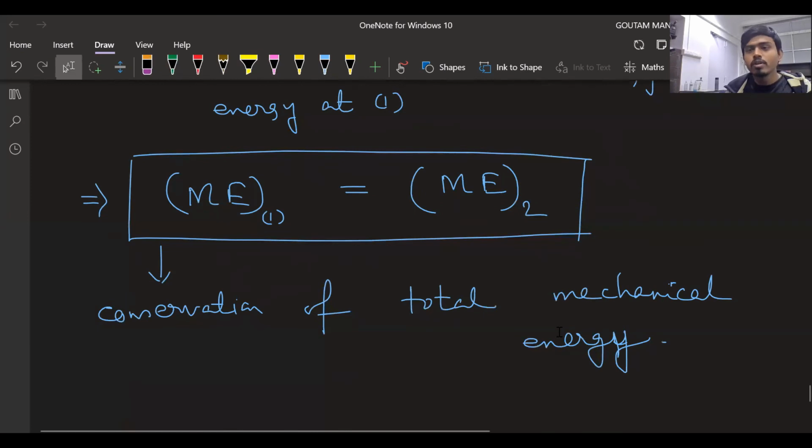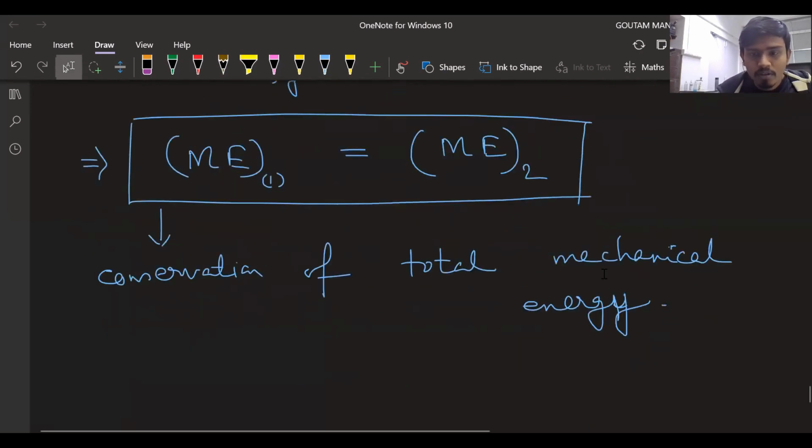So we got three conservation principles. One is the conservation of linear momentum, another is the conservation of angular momentum, and the third one, written here, is called the conservation of total mechanical energy. This is valid only for conservative forces.